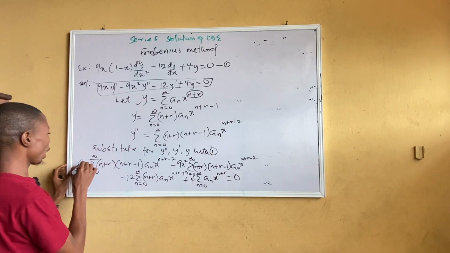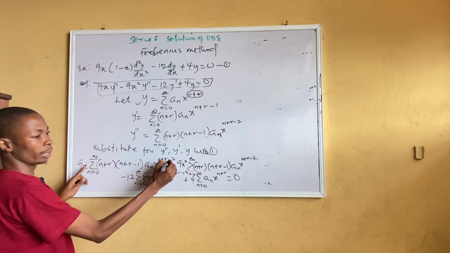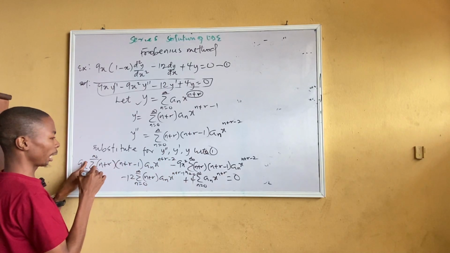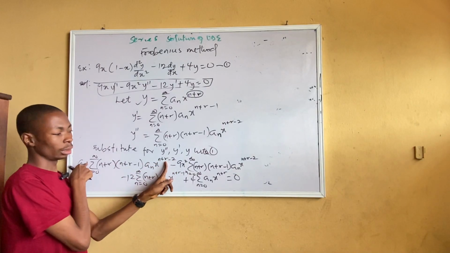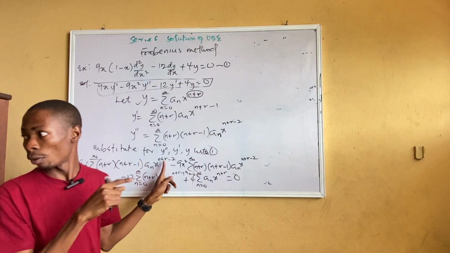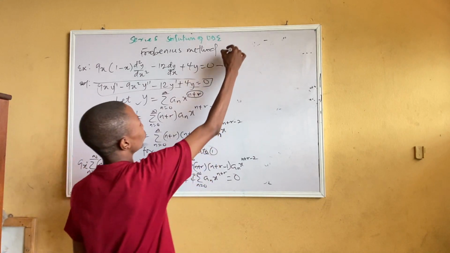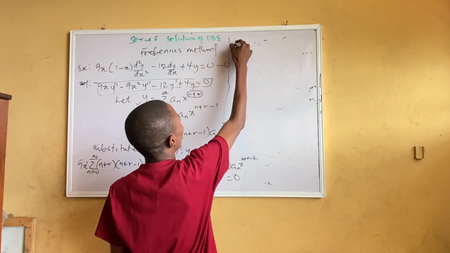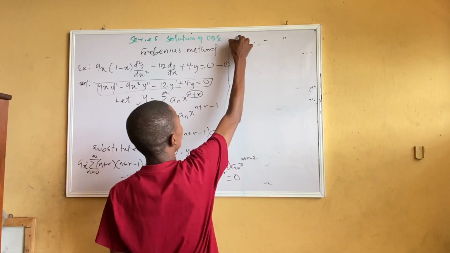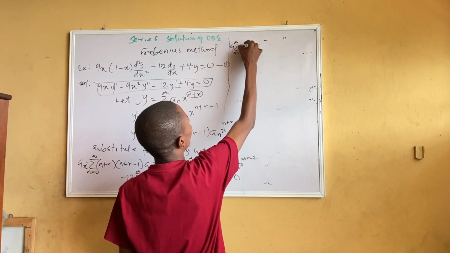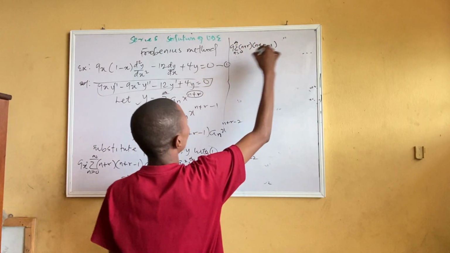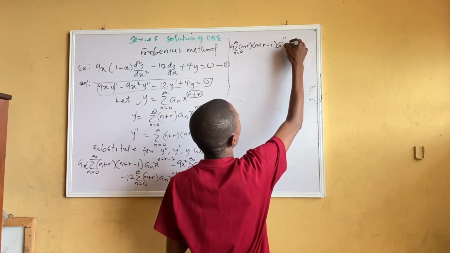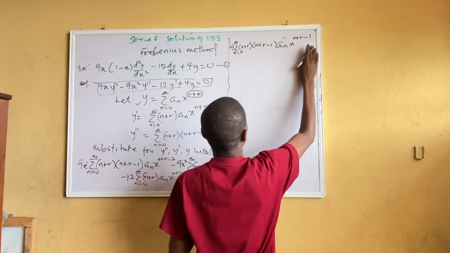Then x times x raised to the power n plus r minus 2. This is x raised to the power 1, so with the indices, n plus r minus 2 plus 1 will be n plus r minus 1. So this will be 9 times the summation from n equals 0 of n plus r times n plus r minus 1, a n x raised to the power n plus r minus 1. Nothing happens to the summation. That's how it's going to be.